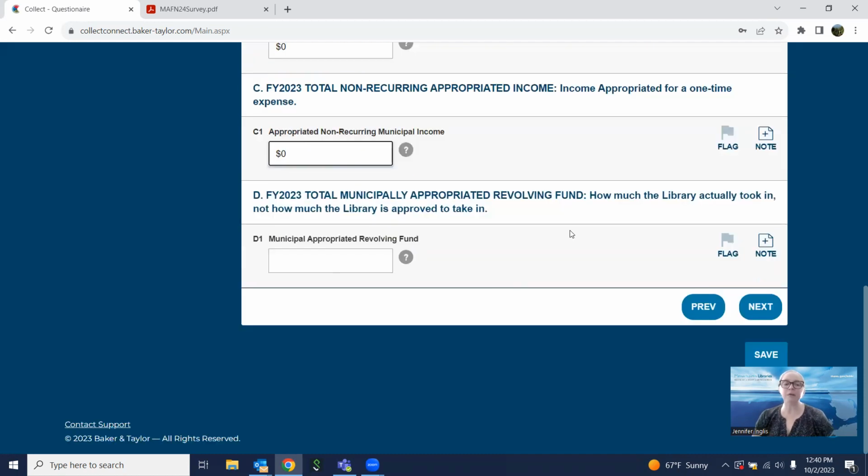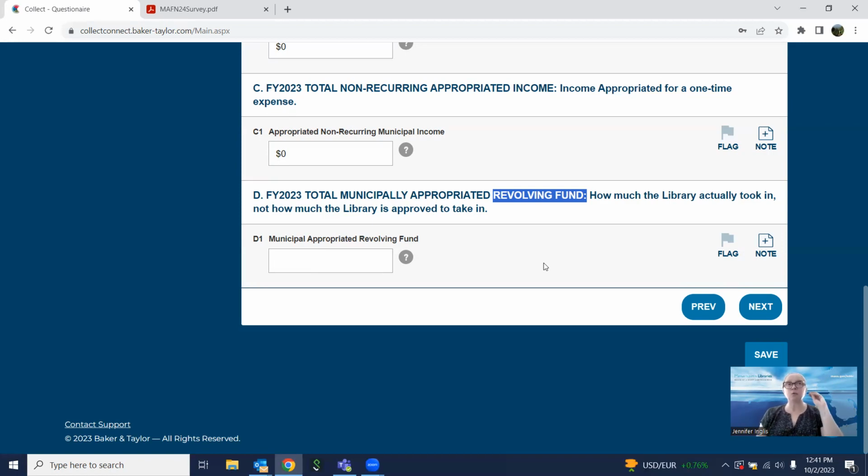And then your other municipal income is the FY23 total municipally appropriated revolving fund. So this is if you go through a process at town meeting or with city council where you are granted permission to spend money up to a certain amount. So say you are allowed to spend $6,000 of the fines and fees you take in, but it's officially voted on every year, then that's what we're looking for here.